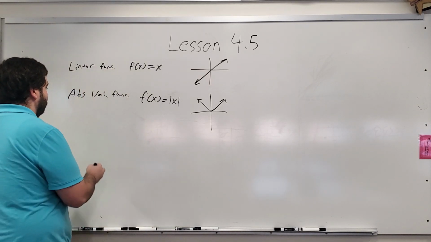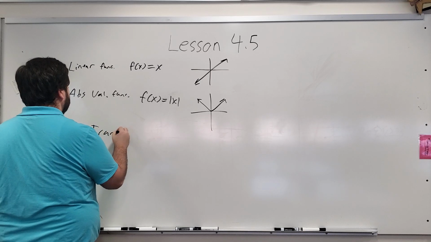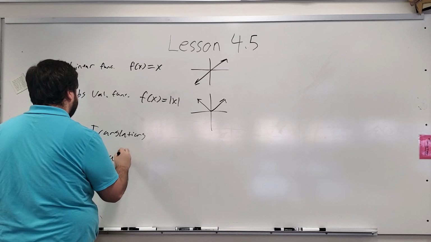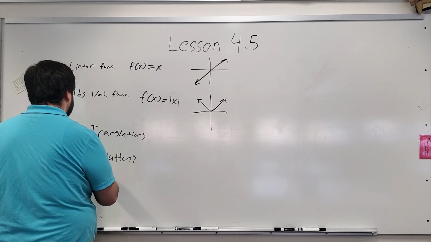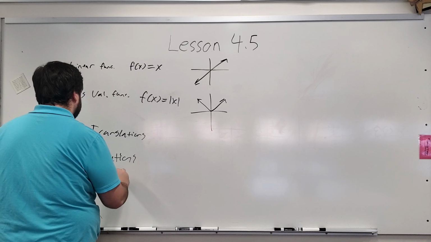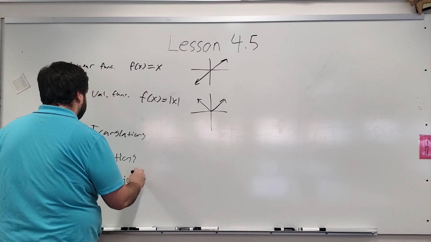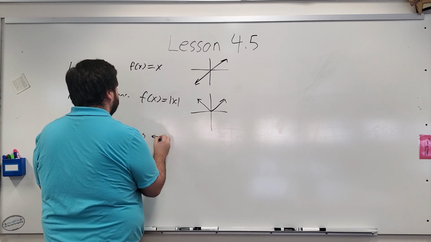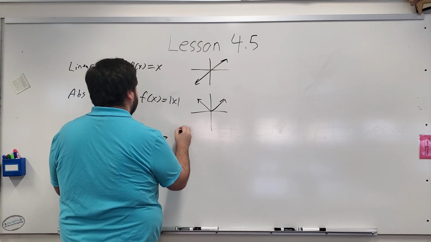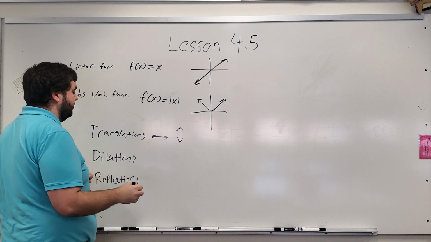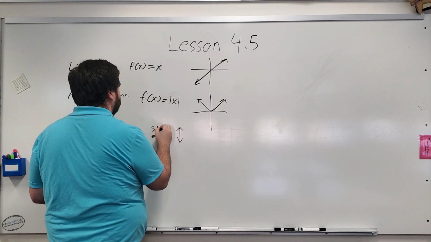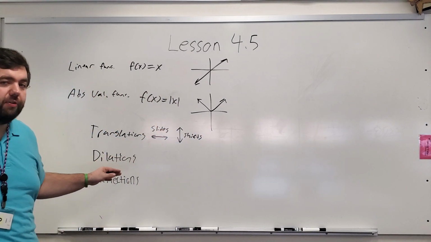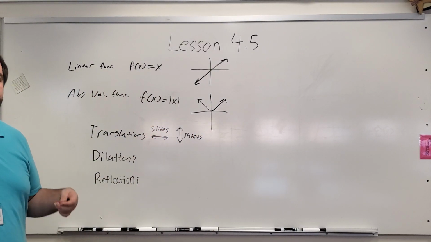So we had 3 types, right? We had translations, dilations, and reflections. Okay? Translations was when we moved it left or right, or up and down. And the terms we used for that were slides and shifts. You can use slides for all of them, you can use shifts for all of them, I don't mind.